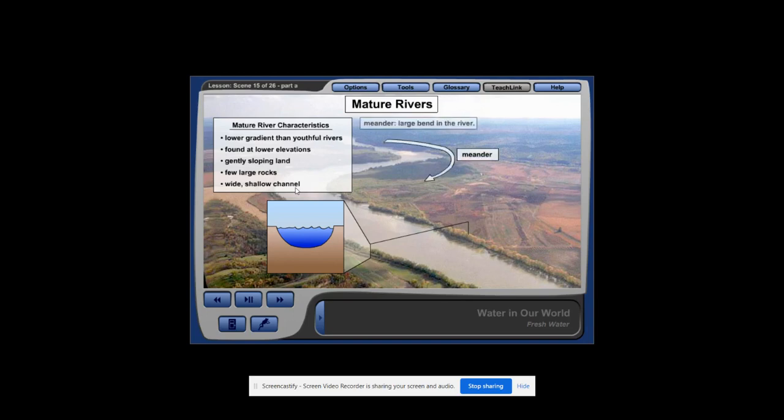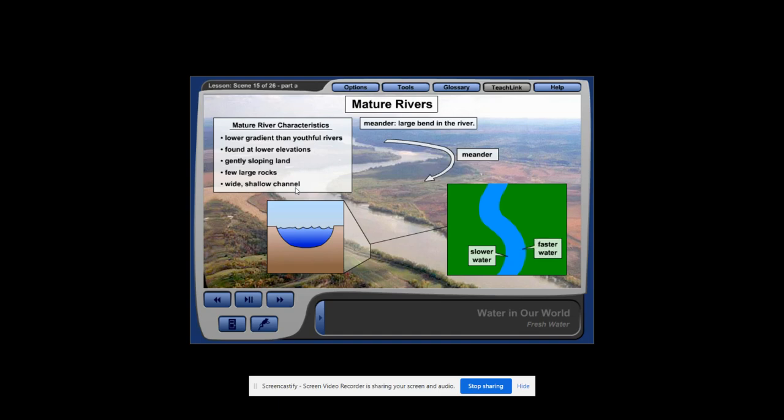Meanders, which are large curves in the river, are common in the mature stage. Meanders form because different parts of the river move at different speeds. In general, water along the inside of a bend tends to move slower than the water along the outside of a bend. In addition, shallow water tends to move slower than deep water because the water drags along the bottom and sides of the channel, which slows it down.